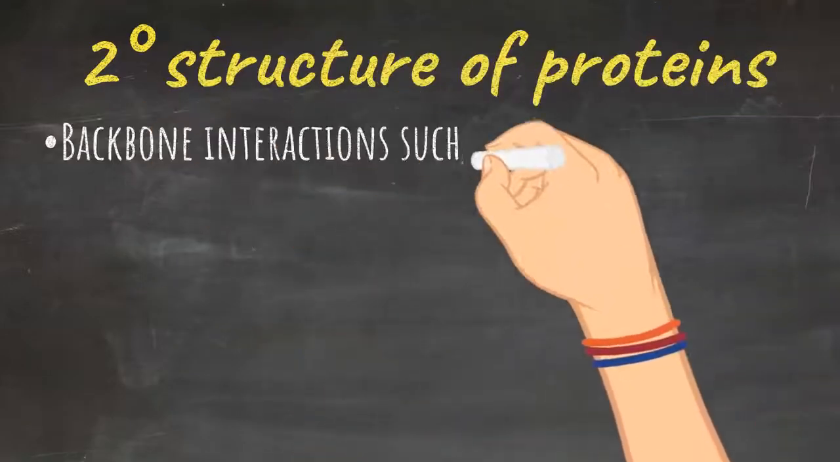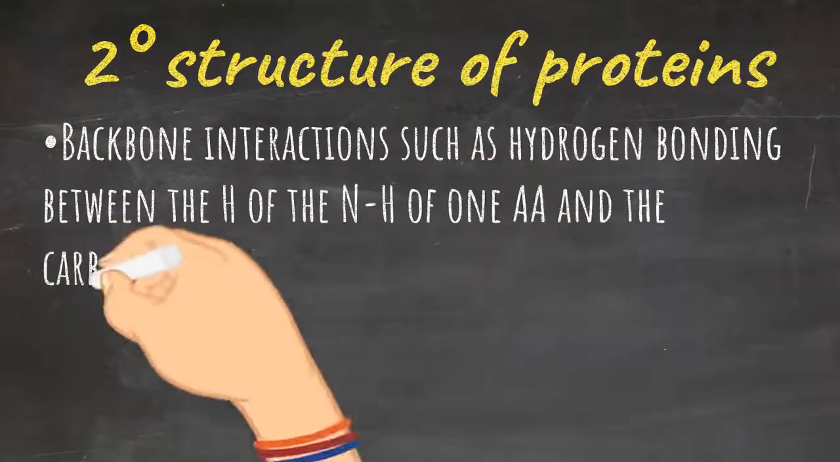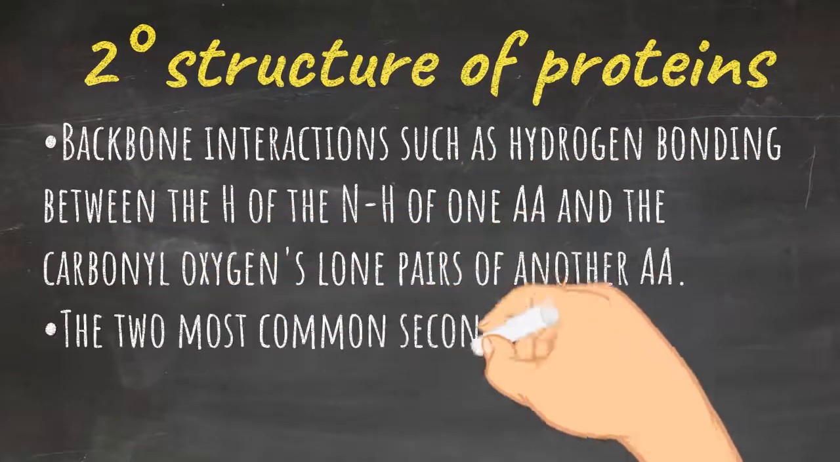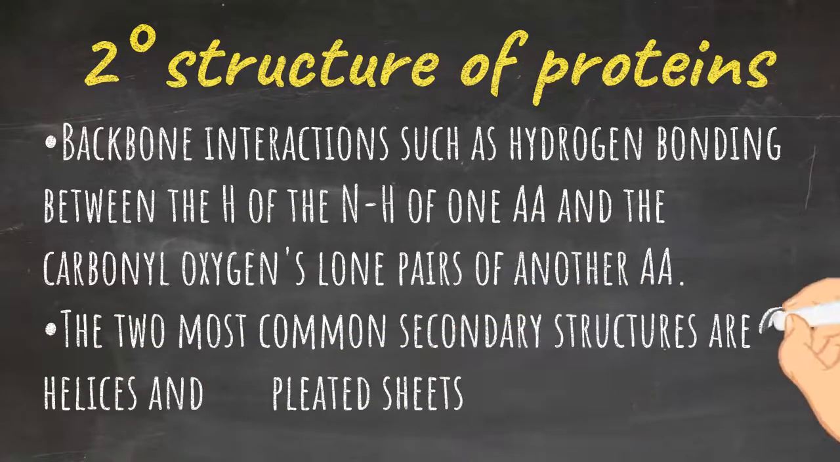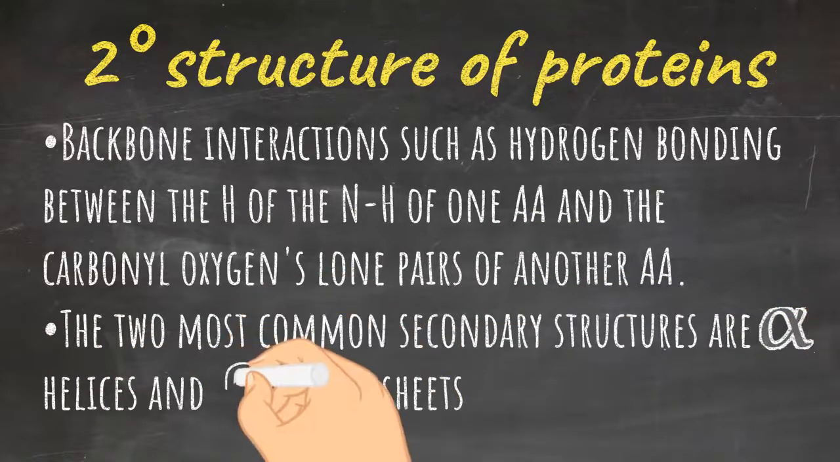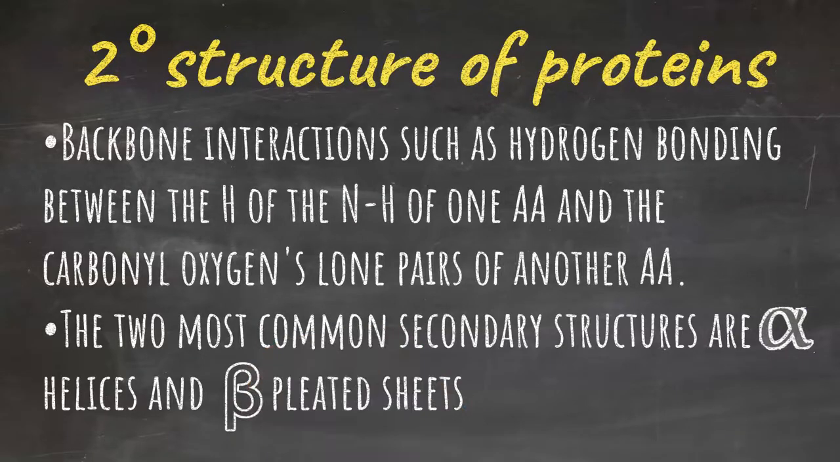The secondary structure of proteins includes the backbone interactions such as hydrogen bonding between the hydrogen of the nitrogen of one amino acid and the carbonyl oxygen's lone pair on another amino acid. The two most common secondary structures are alpha helixes and beta pleated sheets.